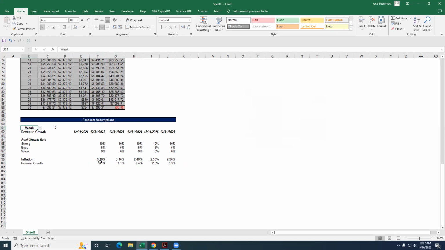So in a weak growth, we got base there. I think this is actually a little bit too high, so I'm going to change this to 3. Okay, that's a little bit better, I think.